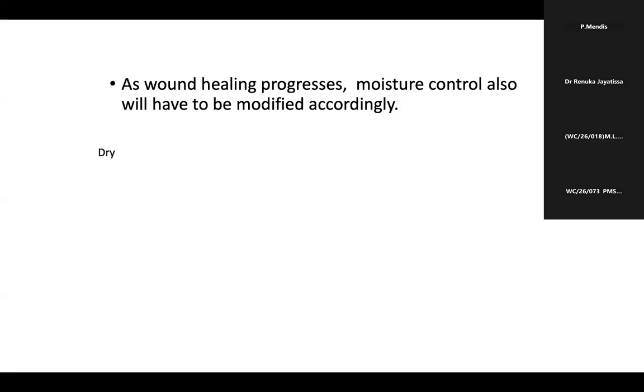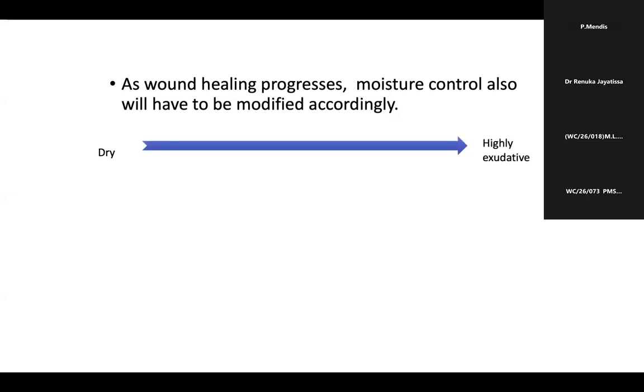So then there are dressings to do this. You can be at the end of the spectrum of a very dry wound or a very highly exuding wound. For example, all the ischemic wounds, like a dry gangrene, would be a dry, parched wound.